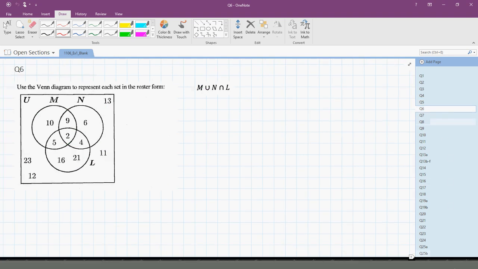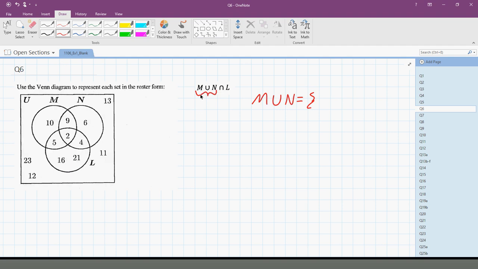Again, still the same picture, but now we've got a couple more symbols. How do we attack a problem where we have lots of symbols to deal with? What do we have to do first? Do them in order. So you want to start with this guy right here first. Absolutely. So let's figure out what M union N is.